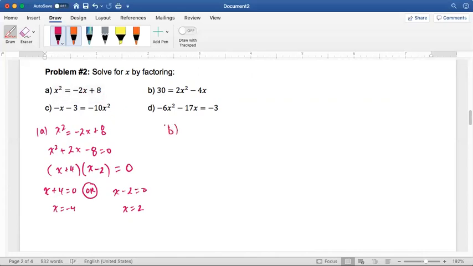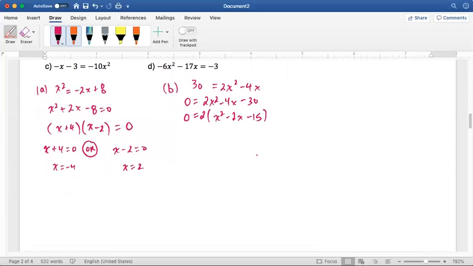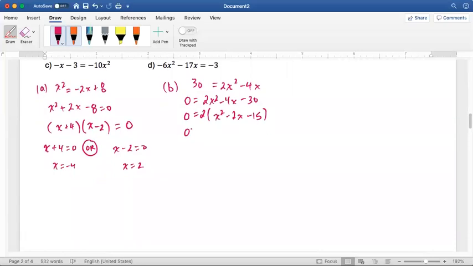So when we get to b, 30 is equal to 2x squared minus 4x. I like to keep the a terms positive when you can. So I'm going to bring all the terms to the right. So 0 is equal to 2x squared minus 4x minus 30. This definitely has a GCF of 2. So here we go. And we want a product of negative 15 and a sum of negative 2.